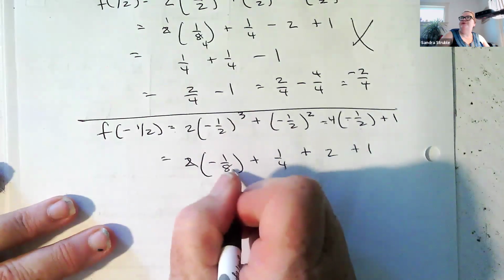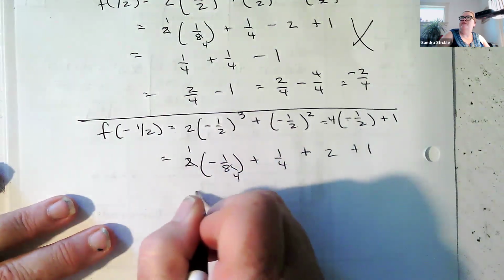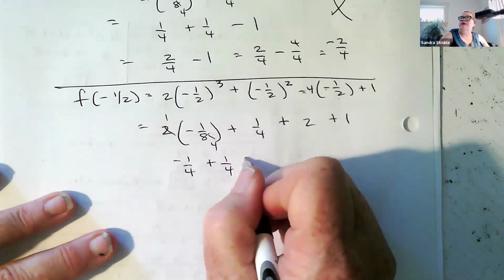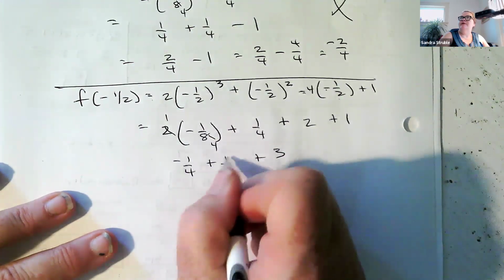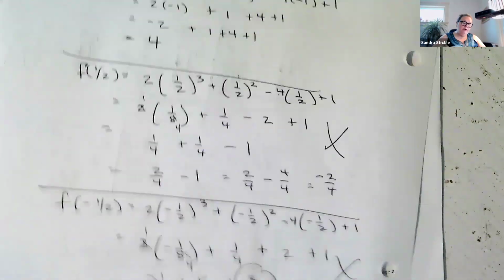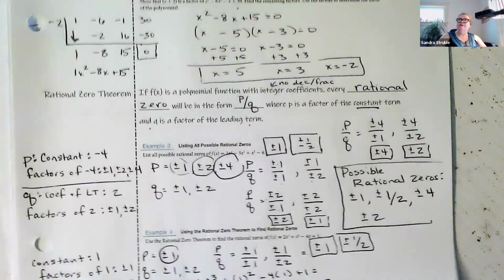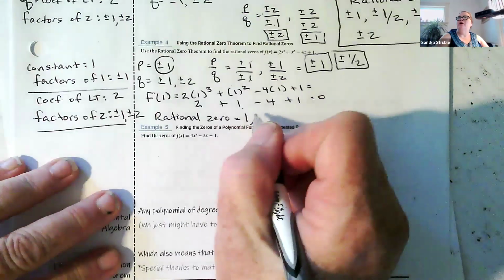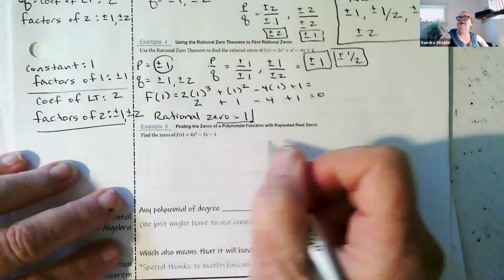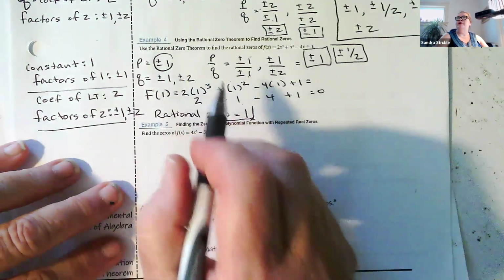This will reduce to -1/4 plus 1/4. This is looking good. Plus 3. Okay, these are gone. So my answer is 3. So this is not. So our only rational 0 is 1. That's my answer. Okay. So this is one way to do it.